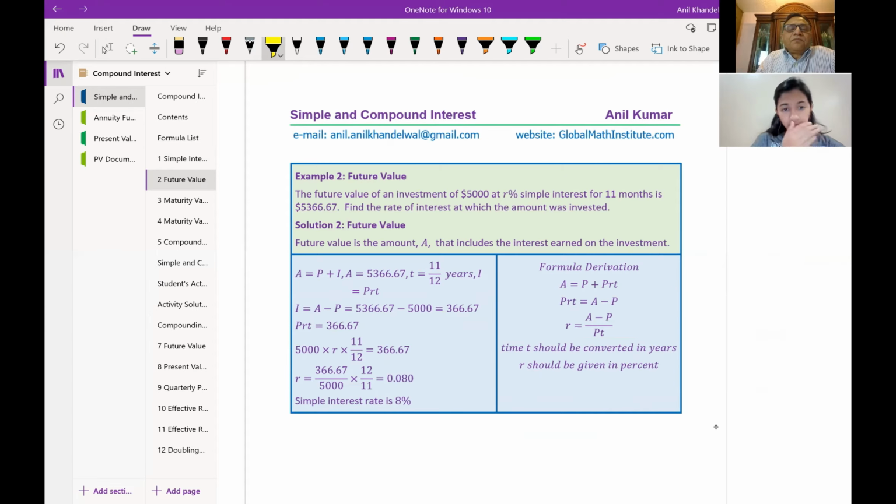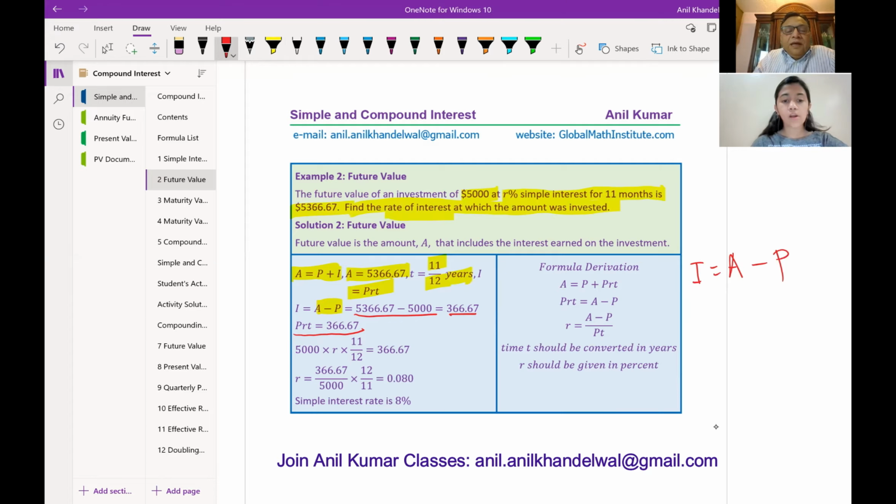So 366.67 is actually the interest earned. And from here, we know principal and time, and therefore we can find the value of R, which comes out to be 8% from this calculation. Do you see that? So that is kind of a reverse. And we did do these formulas listed here. Do you remember these formulas? How we can derive the formulas which are related to amount equals principal plus PRT. Correct? So that was a review of the concepts which we have done so far.